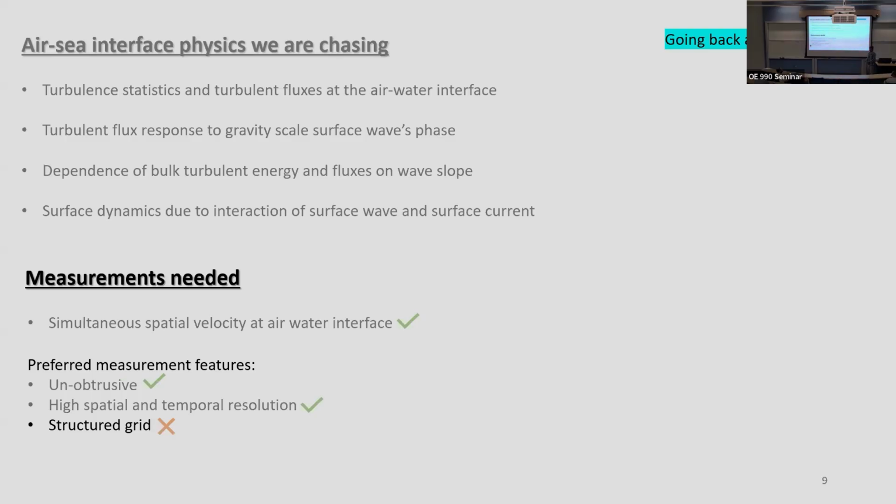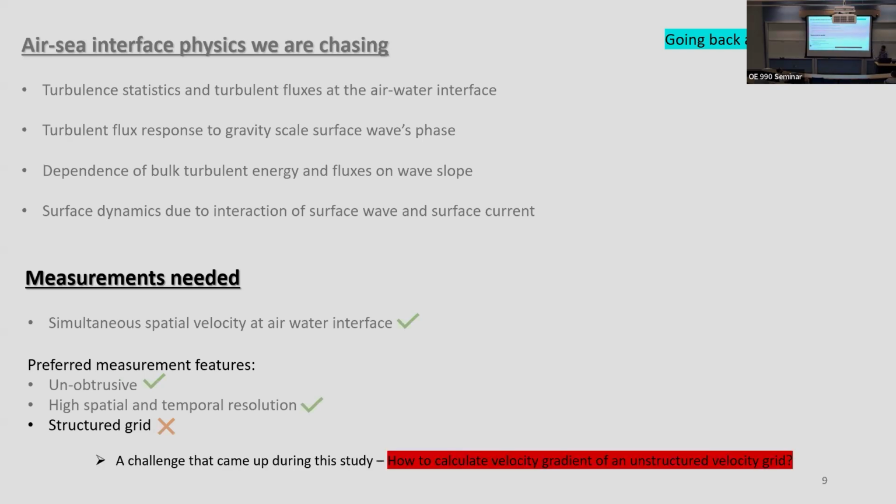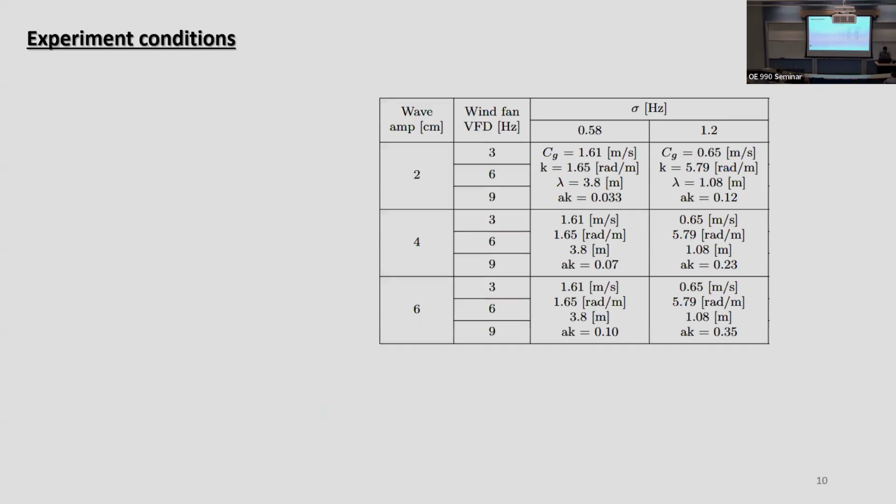These are Lagrangian measurements. We follow a spot, so they go where they go, and we do not end up with a structured grid. So if you remember, I mentioned a challenge that came up was how do you calculate the velocity gradient of an unstructured grid? I'll leave that question unanswered for now, but we will come back to that.